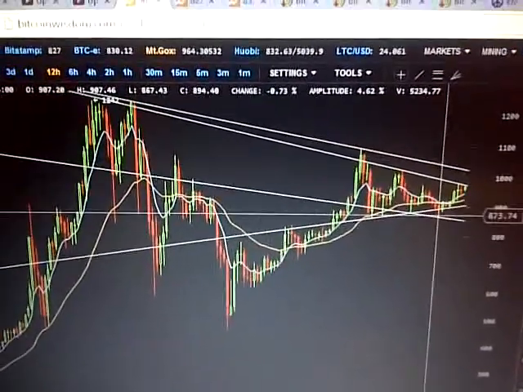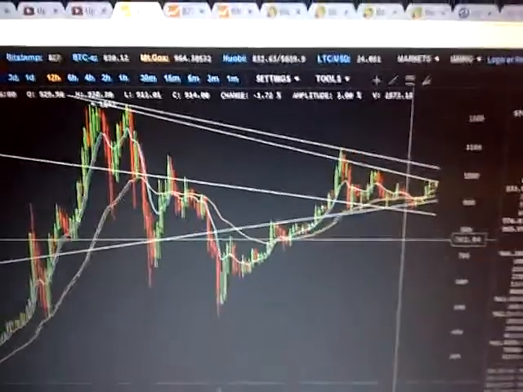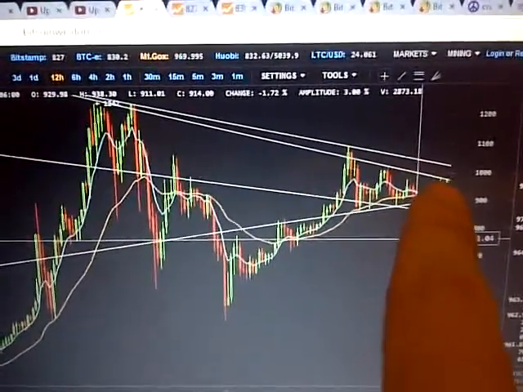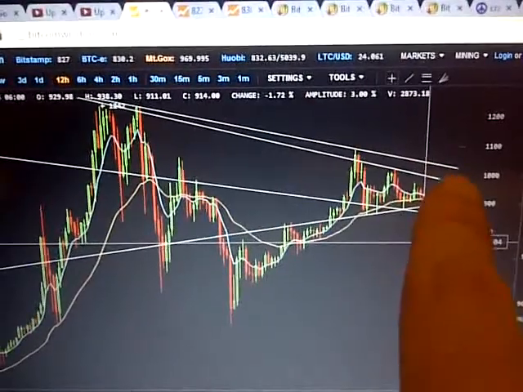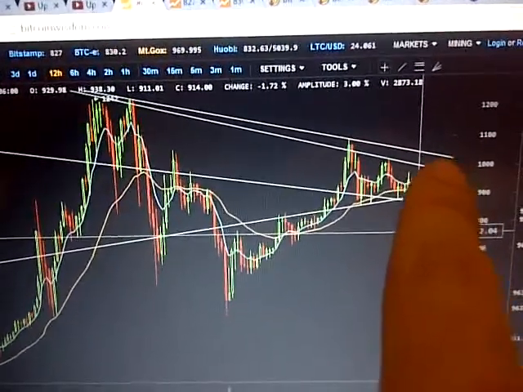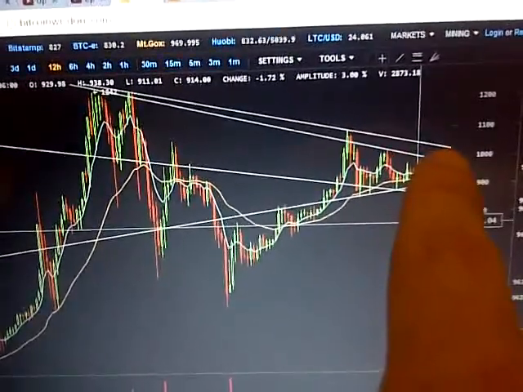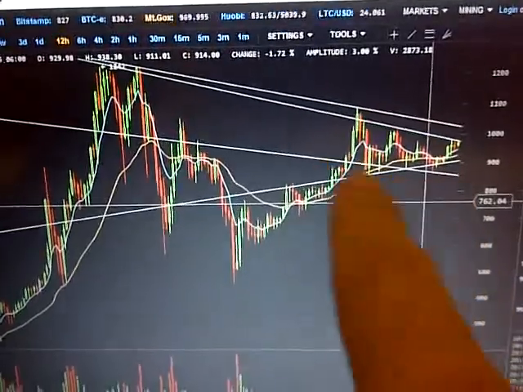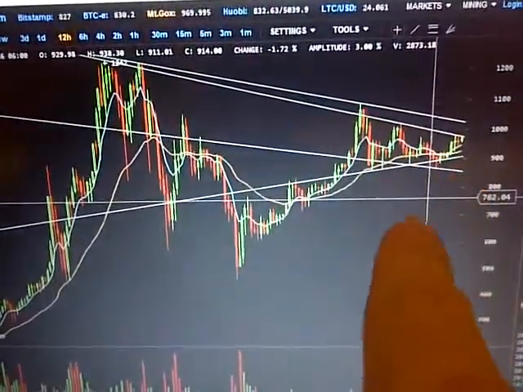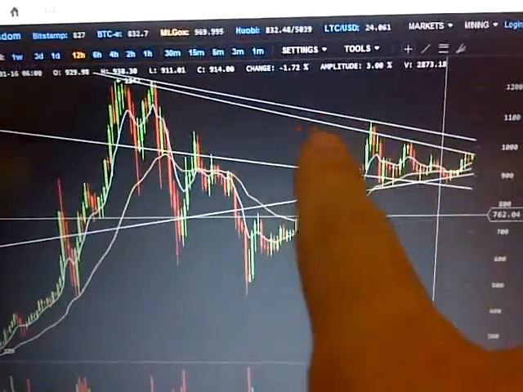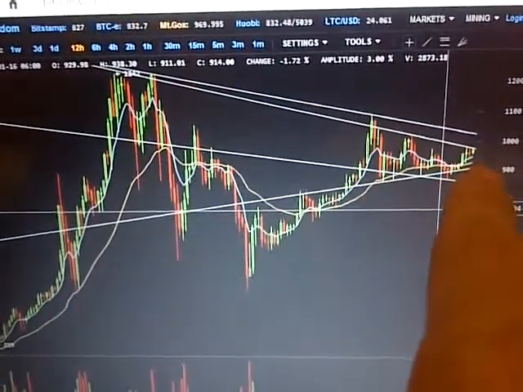But right now, I'm seeing a channel here. There's going to be a lot of resistance to breaking above that mark. So just be wary. If it does break above that mark, you're good to go long. All right. But I'm still seeing a downtrend. If you see this main downtrend here, I'm still seeing this as a downtrend.